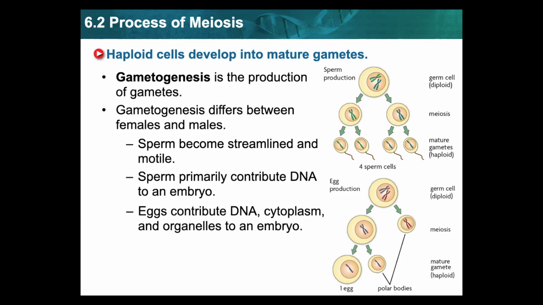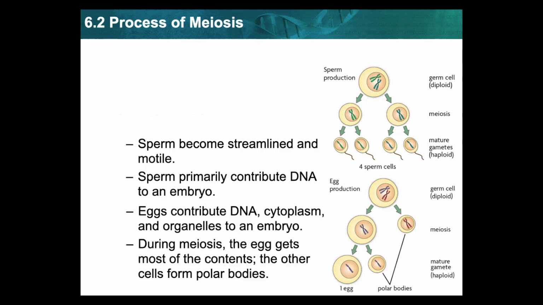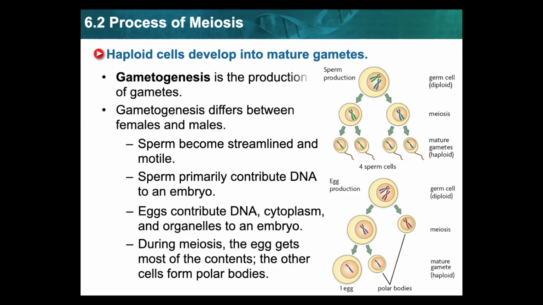So only one egg cell is produced in this process. While for sperm production, 4 sperm cells are produced during meiosis. So during meiosis, the egg gets most of the contents. The other 3 cells form polar bodies, which usually are very, very short-lived cells.